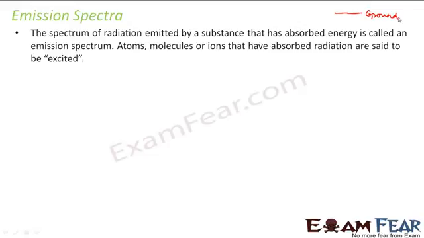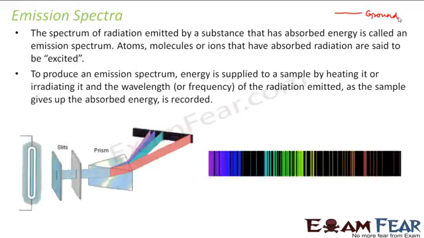As soon as you supply some external energy, what happens? That atom goes into the excited state. By absorbing this energy, that atom emits a radiation. So that radiation, or that spectrum, is known as the emission spectrum. So the spectrum of radiation emitted by a substance that has absorbed energy is called emission spectrum. To produce an emission spectrum, energy is supplied to the sample either by heating it or by irradiating it, and the wavelength of the radiation emitted as the sample gives up the absorbed energy is recorded.